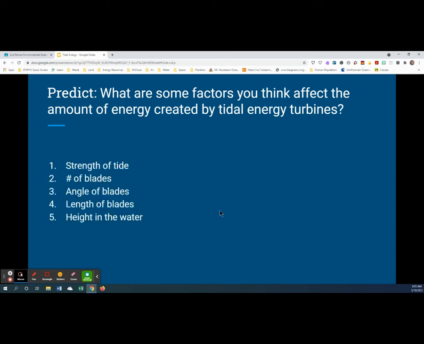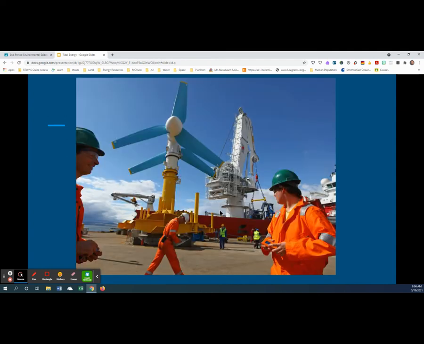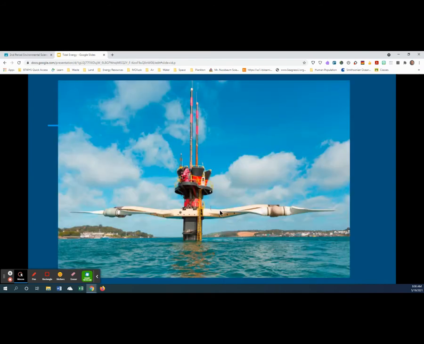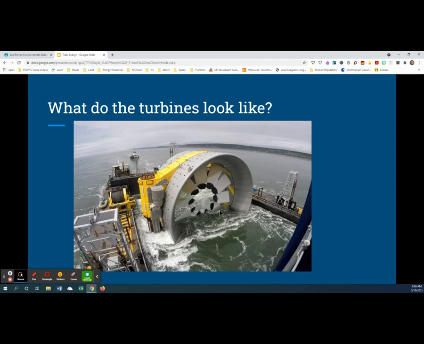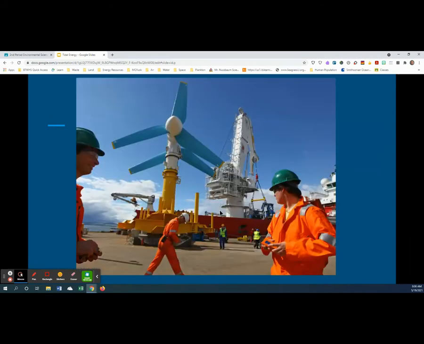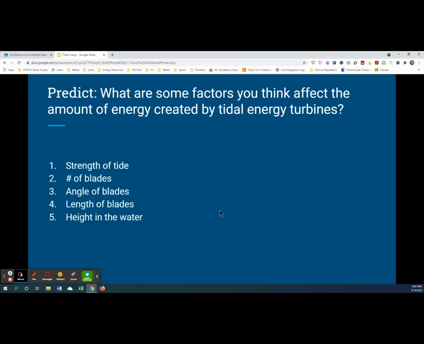So maybe you thought of these, maybe you didn't, but definitely the strength of the tide is very important. Not every place has the same strength of tides. We'll talk about that in just a second. But definitely the number of blades. If you look back here, these have 3 blades on the turbine, where this one looks like there's only 2, and this one looks like there are several blades. So the number of blades is definitely a factor that would affect how much energy is created.